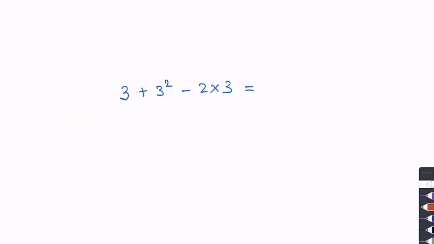So remember we had BIDMAS before. Brackets, indices, divisions or multiplications, additions or subtractions. Now here we can see additions, subtractions, multiplication, and indices. Looking at the order of the operations, no brackets. Indices, yes, 3 squared is 9. So that leaves us with 3 plus 9 minus 2 times 3.